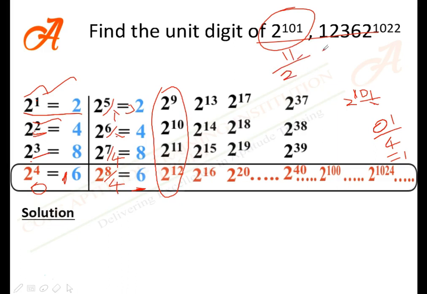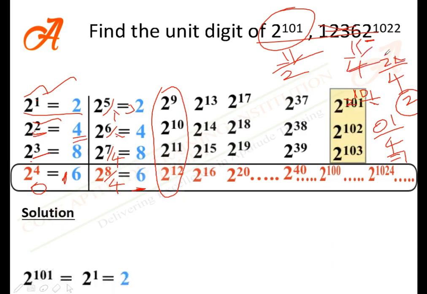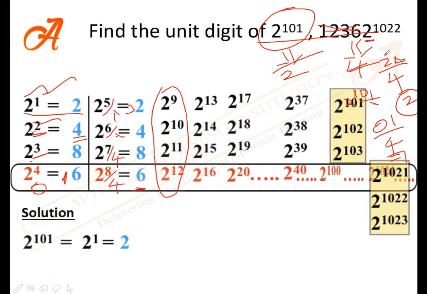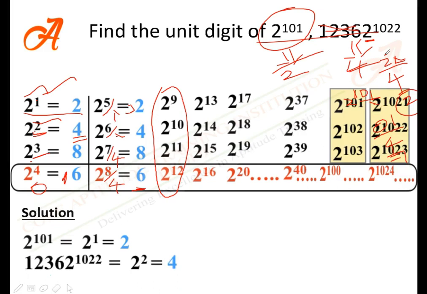Correct? What about 12362 to the power 1022? Here, no need to consider the first 4 digits because you are bothered about the last digit. So, you need to consider the last digit, 2 to the power 1022. Now, you again divide the power by 4. So, 22 divided by 4. Even though I have 1022, I am just checking only the 22 divided by 4. What is the remainder? The remainder is 2. So, 2 square is 4. The answer will be straight away 4 for this.